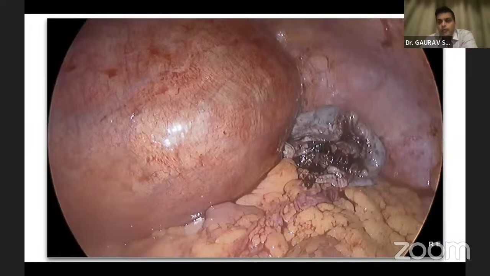once we entered that cyst, we found it was absolutely clear. We still sent it for frozen section at that time, and the frozen report said it was absolutely benign. So this was good luck for the patient.